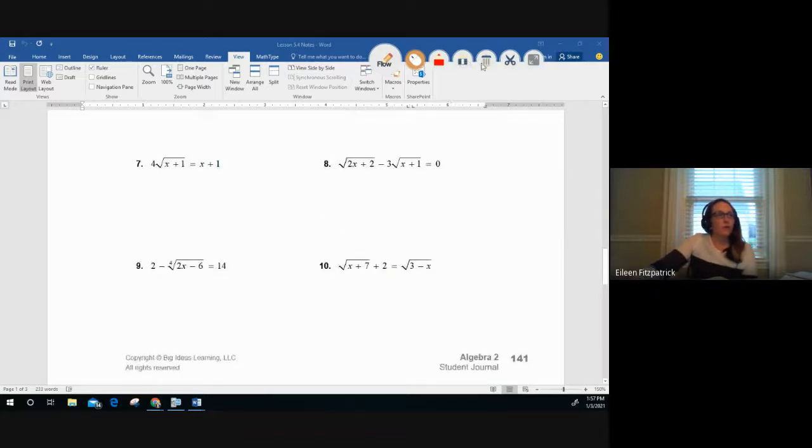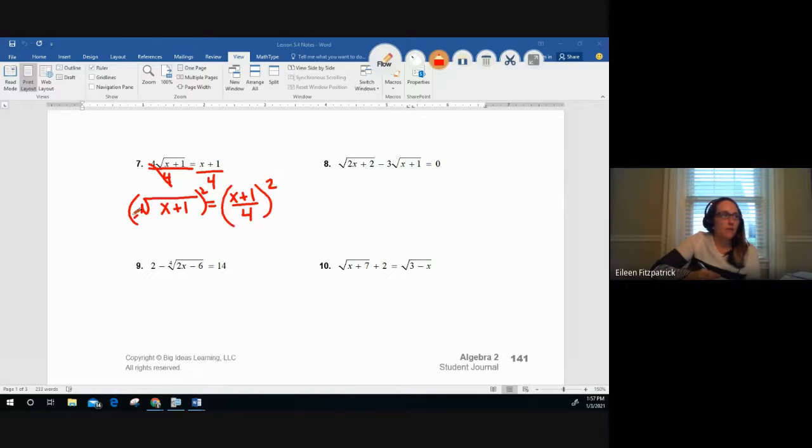So number 7, I have the radical on the left-hand side. I have to isolate by dividing both sides by 4 to start. So I have the square root of x plus 1 is equal to x plus 1 divided by 4. Now I have to square both sides. All right, so I'm going to have x plus 1 is equal to x plus 1 over 4 times x plus 1 over 4. All right, so I'm going to have x plus 1 equals.